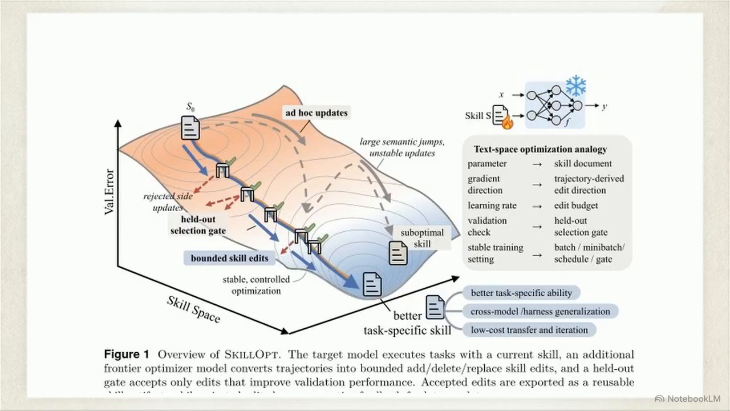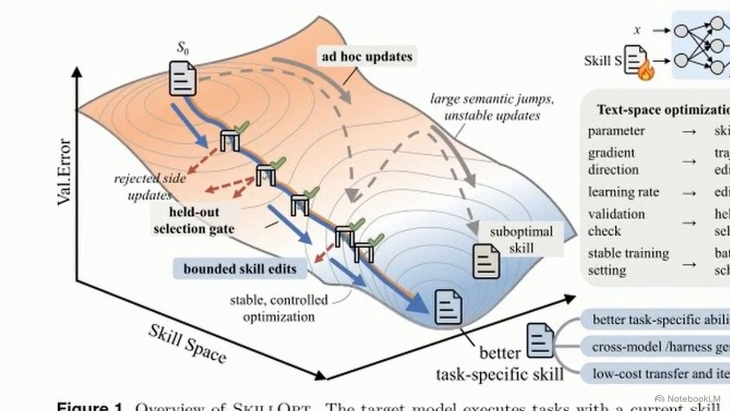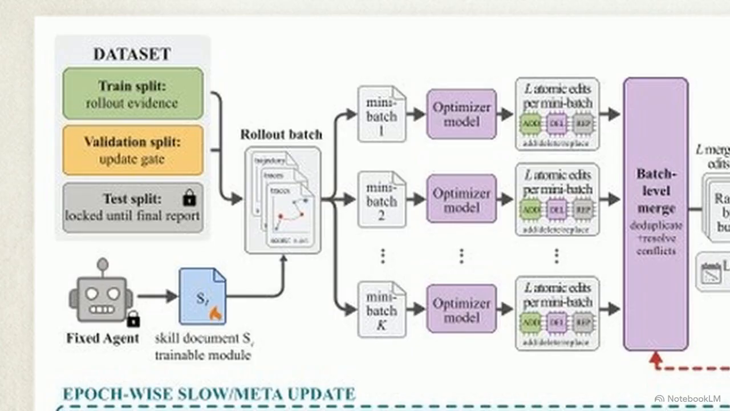We need to know if it is possible to optimize a plain text prompt using the exact mathematical discipline of gradient descent. This optimization landscape maps our solution. By treating text edits as gradients, edit budgets as learning rates, and test splits as validation gates, we replace erratic rewriting with controlled descent. This framework transforms unconstrained text into a stable artifact, SkillOpt. This flowchart details the architecture of SkillOpt.